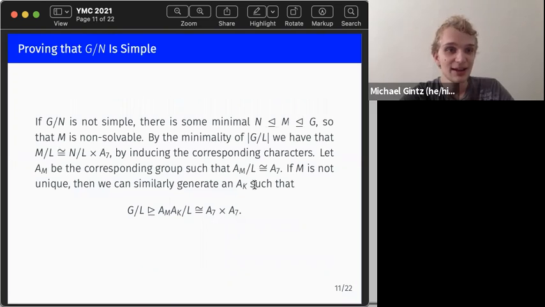But first, let's go ahead and give our proof that G over N is going to be a simple group. So if not, there's some minimal M containing N that is not equal to N that is a normal subgroup of G. And this is going to imply that M is non-solvable. And by the minimality of G over L, we have that M over L is going to be N over L times the alternating group A7, because we can induce their characters to get irreducible representations of G pipe lambda, which will also have to have square free degrees relative to lambda.